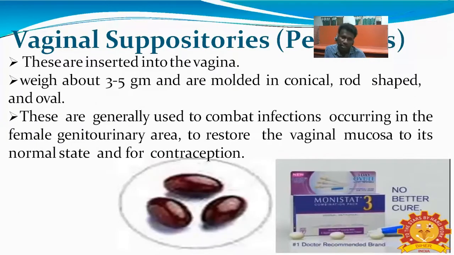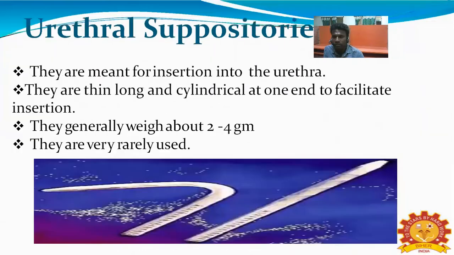Vaginal suppositories are inserted into the vagina, weigh about 3 to 5 grams, and are molded in conical, rod, and oval shapes. You see vaginal suppositories in brands like No Better Cure and Monistat. Some are oval shaped, and some recommend a dose over three days. Others have a conical shape and are inserted with the help of an inserter.